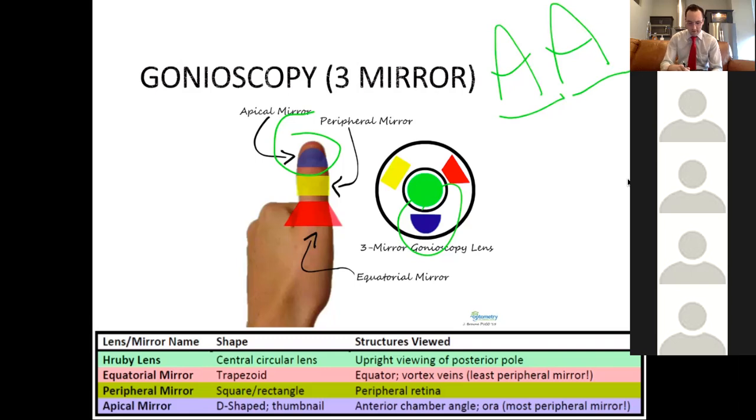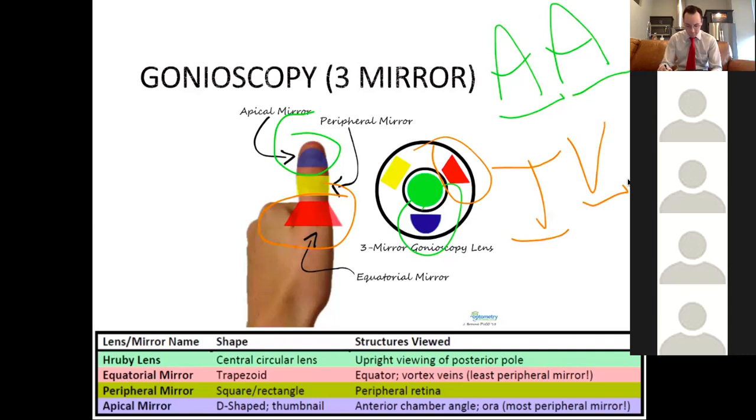A way that we can think about the equatorial mirror here, which allows us to see the mid-P would be TV, right? So we can think about it like trapezoid here, and then vortex veins, perhaps, like just posterior to the vortex veins, we can think, right?